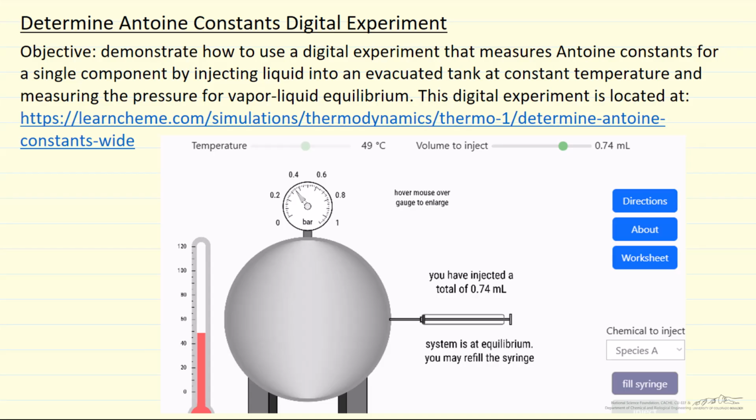I'm going to briefly demonstrate how to use a digital experiment, that is, an online simulation that allows you to take data, in this case, to measure Antoine constants for a single component.